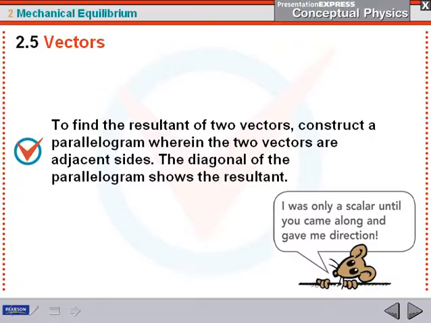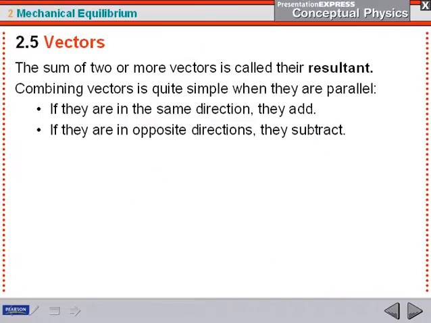And you've already done this when you did the opening part on vectors. You just didn't realize you made a parallelogram. You made two triangles, which essentially was a parallelogram. So, the sum of two or more vectors is called their resultant.